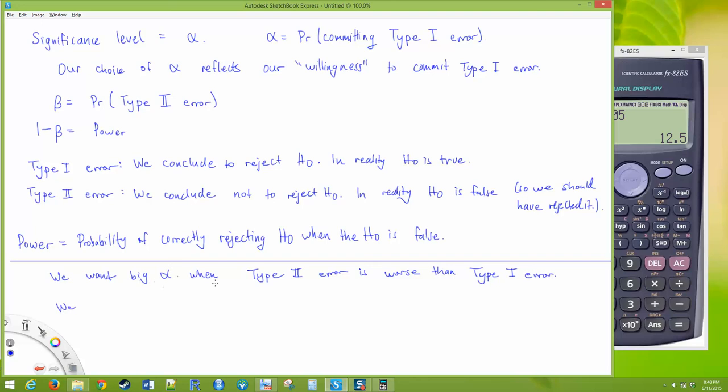So we get to pick alpha. We want a big alpha when the type 2 error is worse than type 1, and we want small alpha when type 1 error is worse than type 2 error.